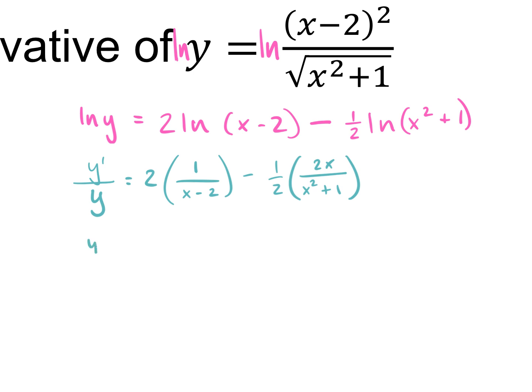Now let's simplify. So y prime over y equals 2 over x minus 2. We can cancel out the 2's here. We've got a 2 on top and on the bottom. So this would be minus x over x squared plus 1. Now before we multiply the y to the other side, we want to combine these together to be one fraction.